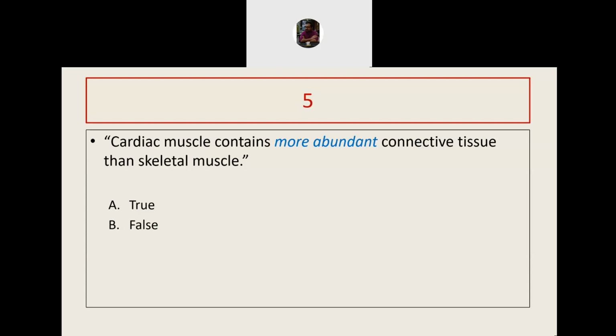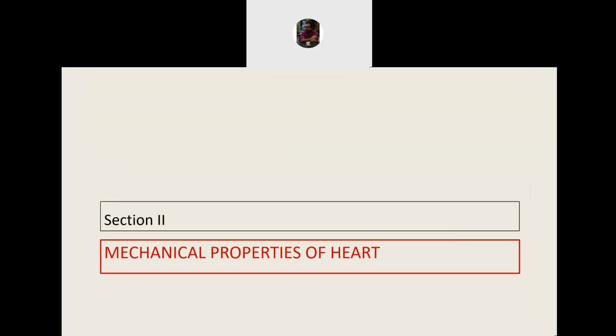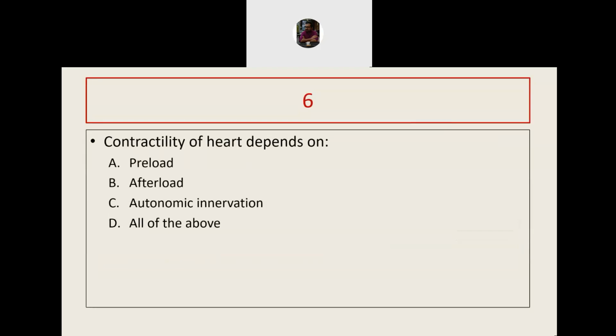So this was the functional anatomy of the cardiac muscle. And now we move on to the next section, the mechanical properties of the heart. Before we start, we have 5 MCQ questions for you. This is your first question. Contractility of the heart depends on A, preload, B, afterload, C, autonomic innervation, and D, all of the above.